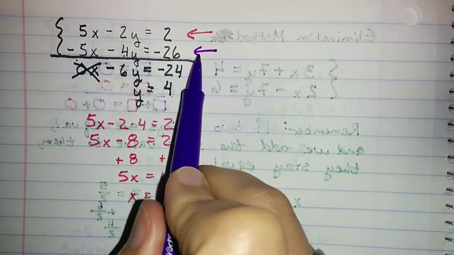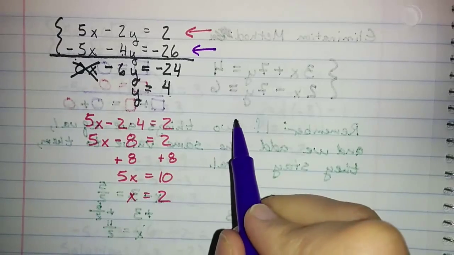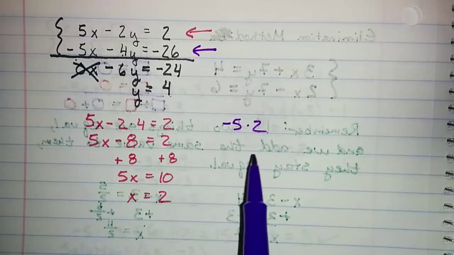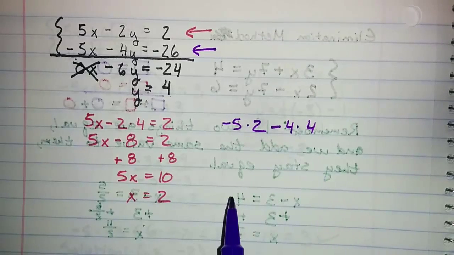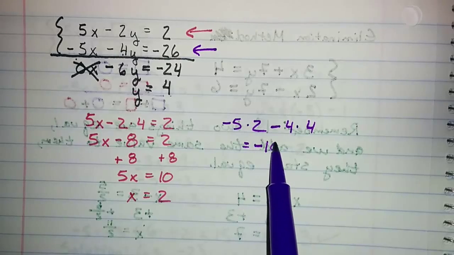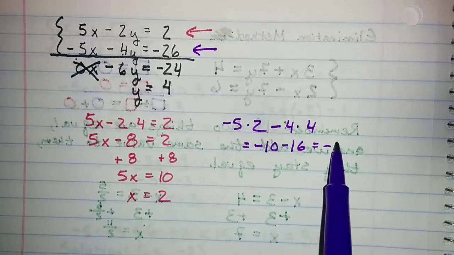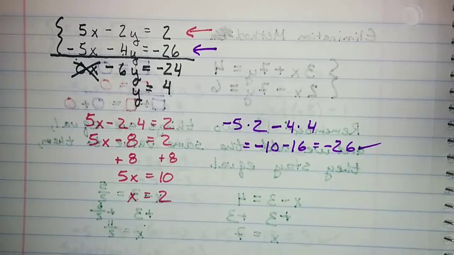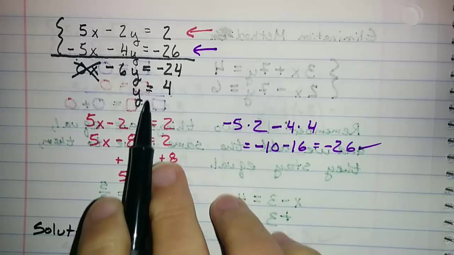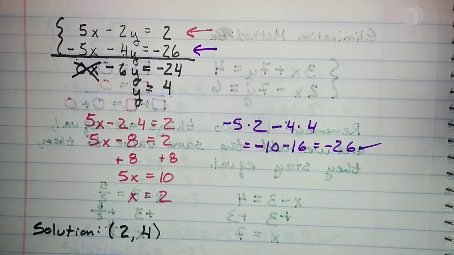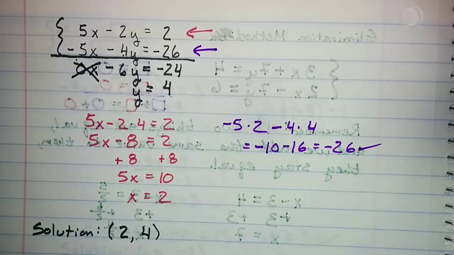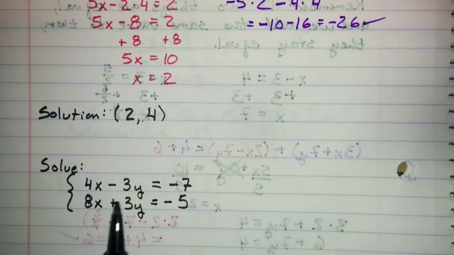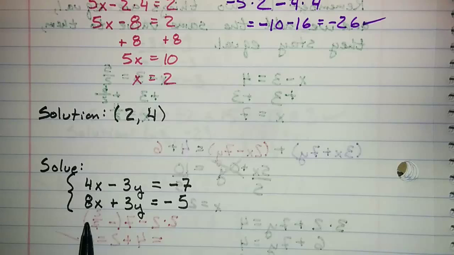Let's make sure that worked right by checking in the other equation. Negative 5 times 2 minus 4 times 4. That'll be negative 10 minus 16, which will indeed be negative 26. So our solution, x was 2, and y was 4. All right, I'm going to have you try one of these. Again, just adding together the left-hand sides, adding together the right-hand sides. Solve the system. 4x minus 3y equals negative 7. 8x plus 3y equals negative 5. Pause the video and try this now.